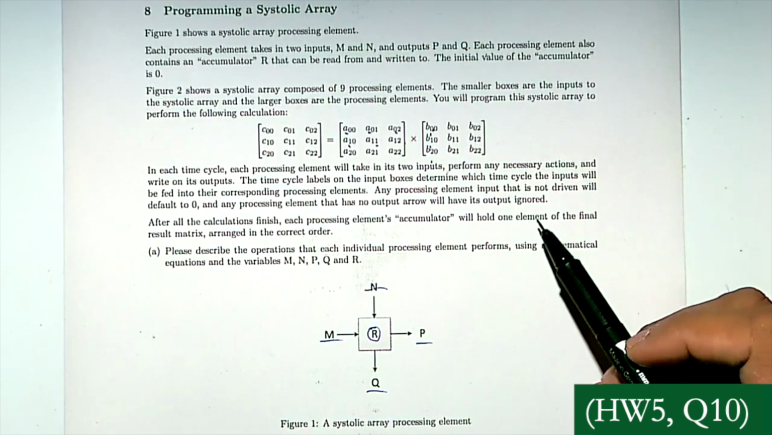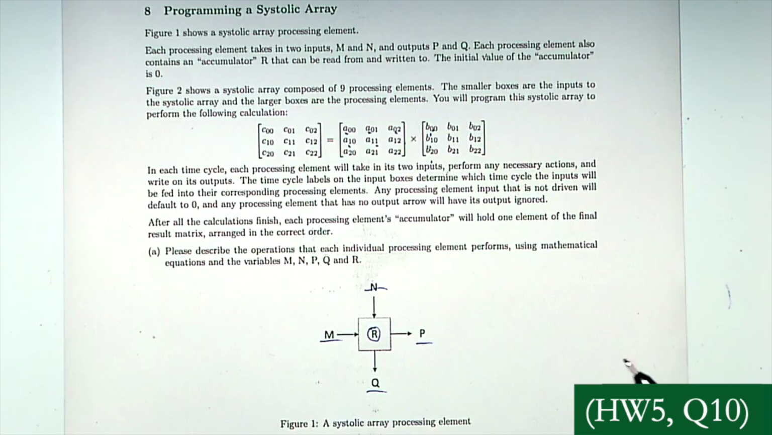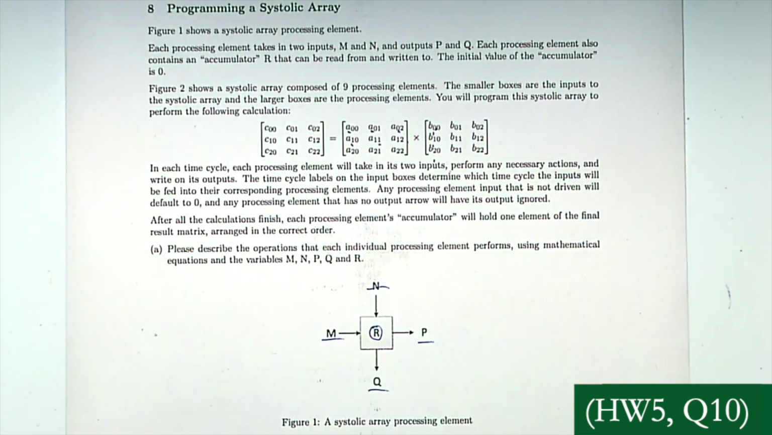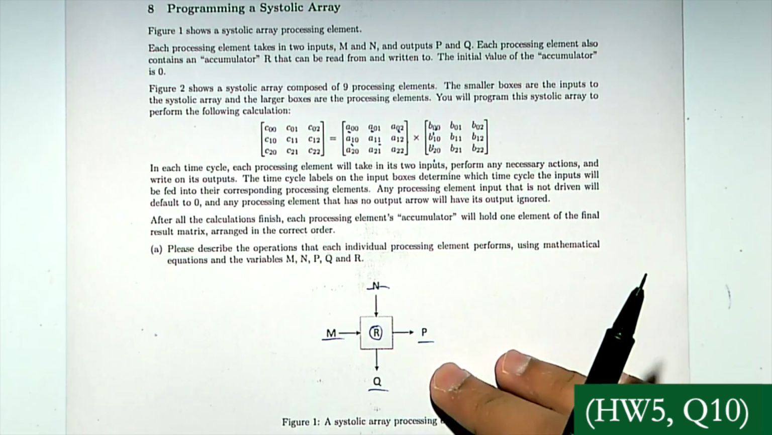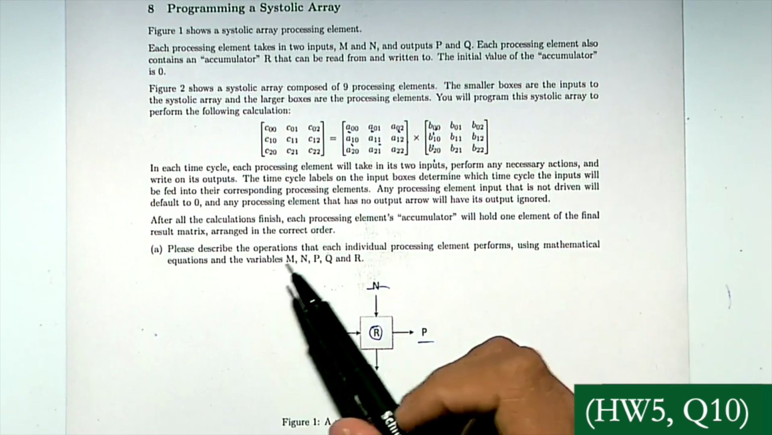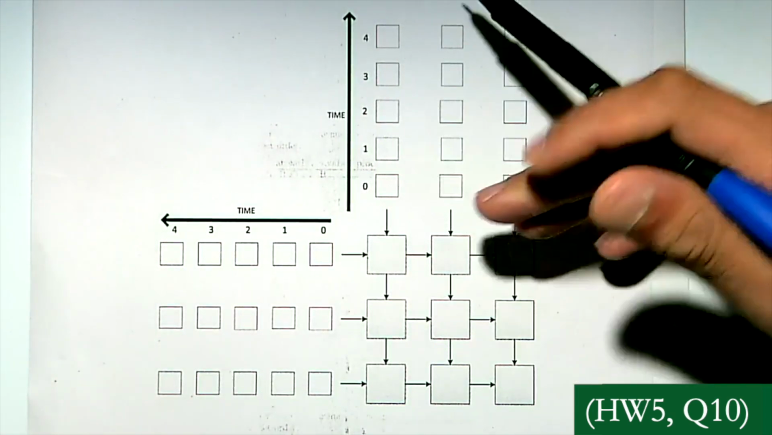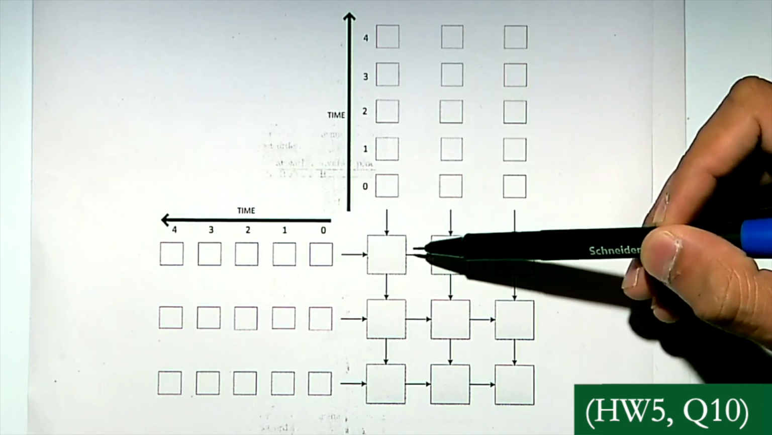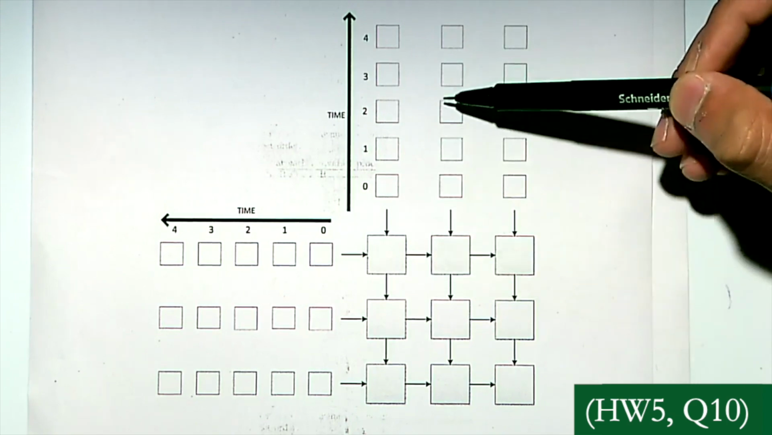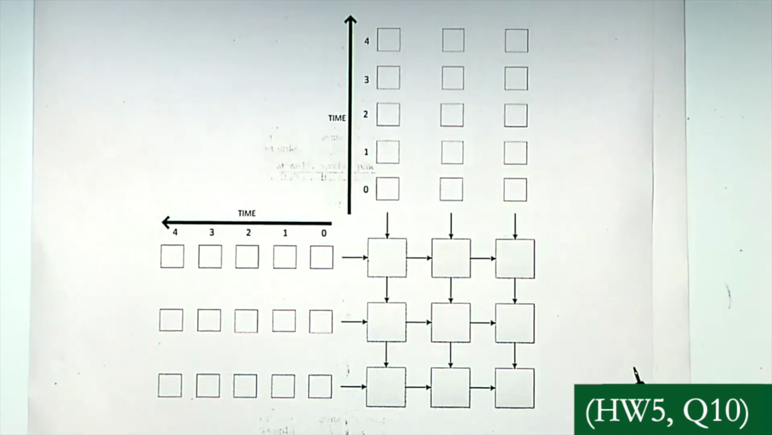And so we have a bunch of design specifications here. And so in every single time cycle, every processing element, which is this guy down here, will take in the 2 inputs, perform a particular computation, and then write the outputs. And the time cycle labels on the input boxes determine which time cycle the inputs will be fed into the processing elements. And so that means that over here, 0, 1, 2, 3, 4 mean like these data elements will be sent in here on cycle 0, and these on cycle 1, and these on cycle 2, and so forth. And same with these inputs coming this way, right?